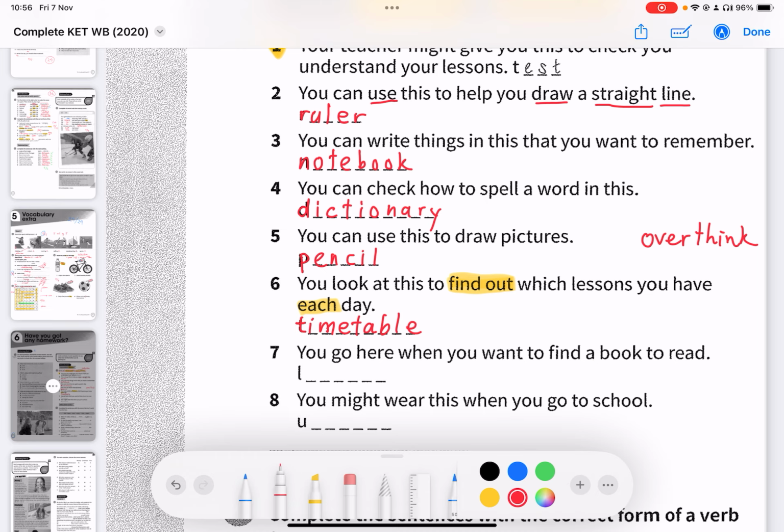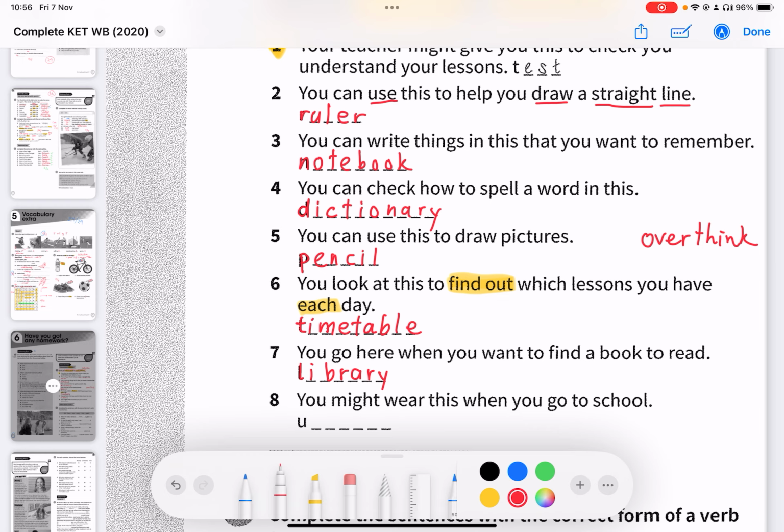And number 7, you go here when you want to find a book to read. Where do you go when you want to find a book to read? Yes, of course. Maybe you have a library at home, but I don't. If I want to find a book to read, I go to the library. Yes. So it is L-I-B-R-A-R-Y, library.